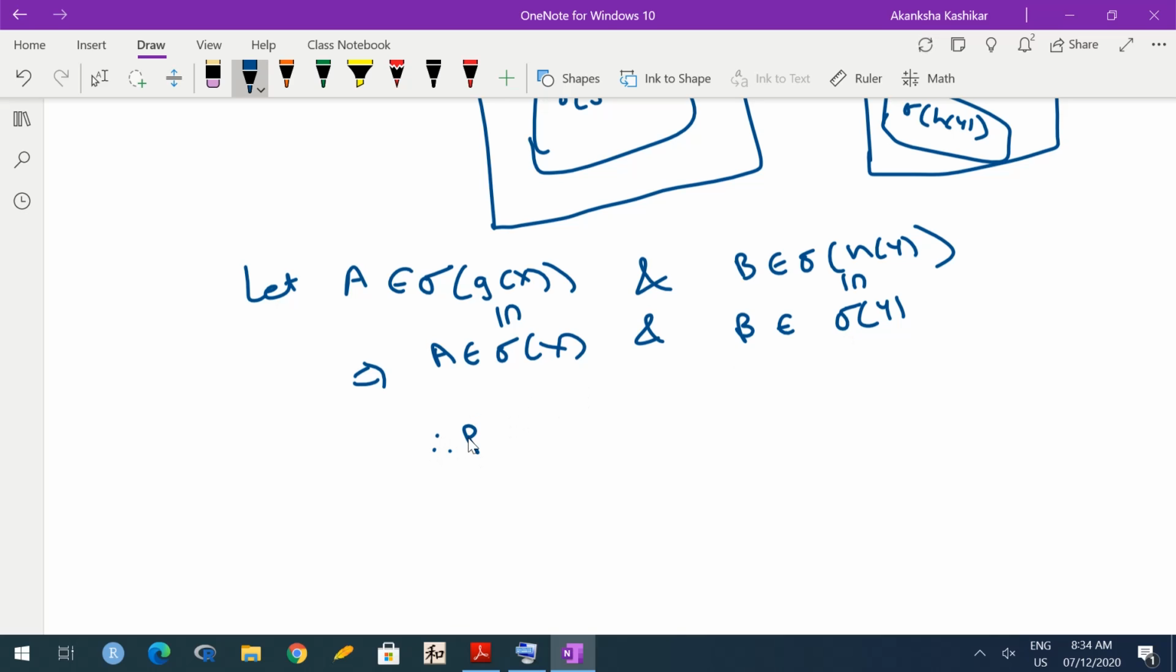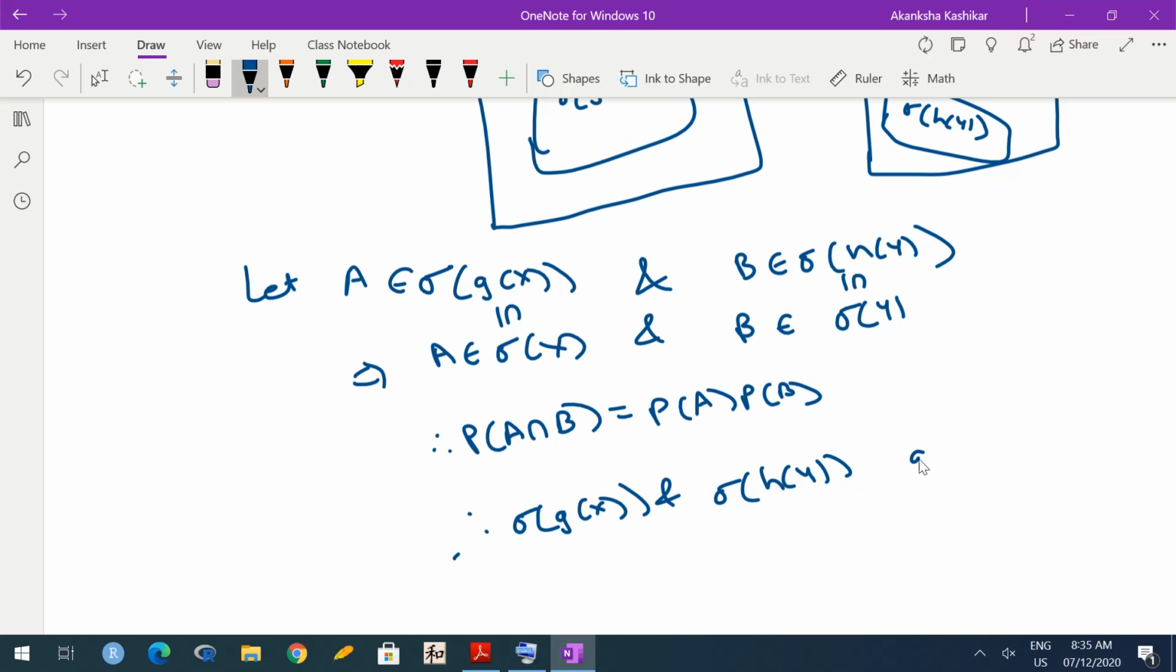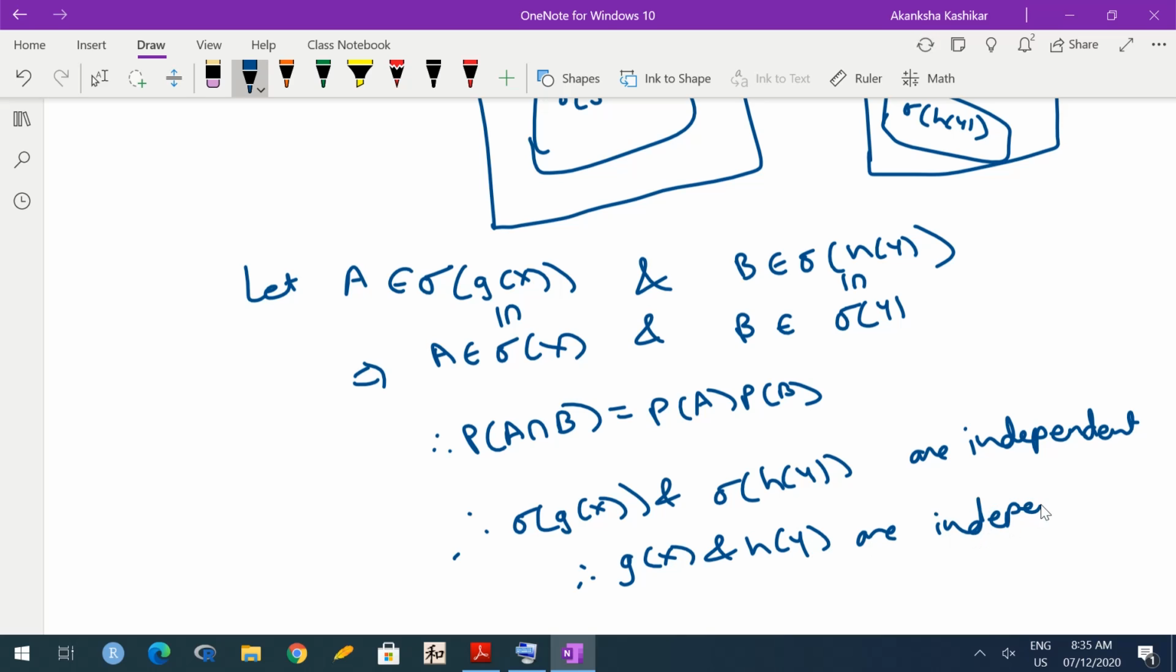Okay. And we know that sigma x and sigma y are independent, therefore the probability of A intersection B is the probability of A times the probability of B. So if you start with A and B from sigma g(x) and sigma h(y), then the probability of their intersection is the same as the product of their individual probabilities. Hence, sigma g(x) and sigma h(y) are independent. Therefore, g(x) and h(y) are independent. So if x and y are independent, their Borel functions are also independent. So e raised to x and log y are independent, or x square and y square are independent, or say sin x and cos y are independent. All these things would happen. Okay. So if you have two independent random variables, their Borel functions are also independent.